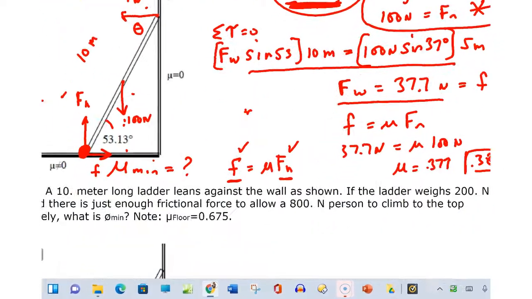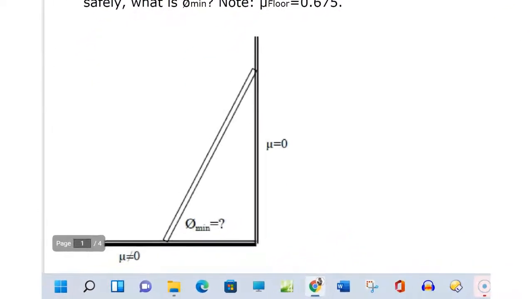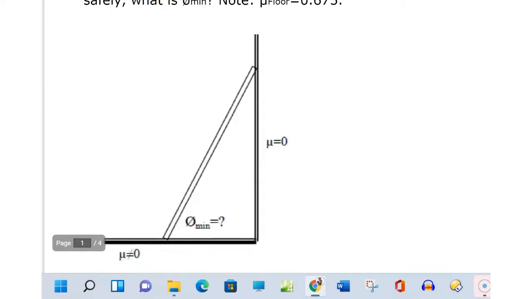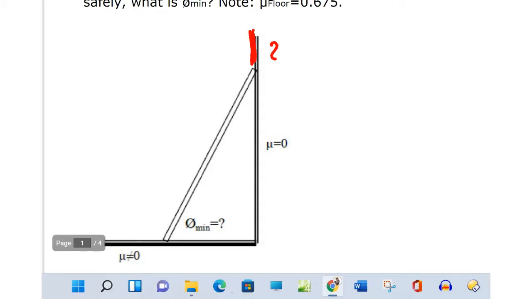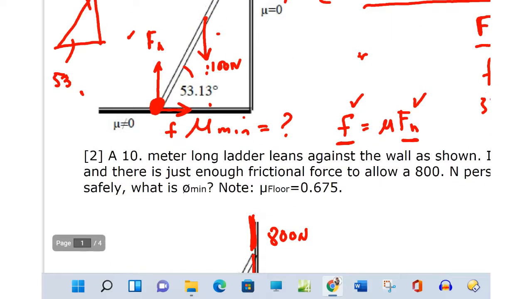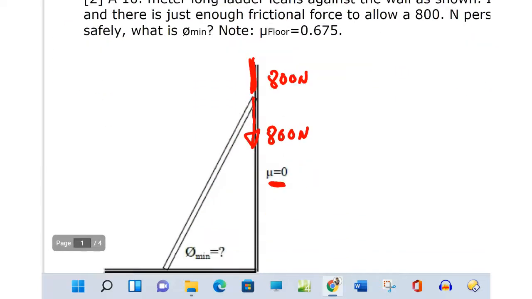Let's do the next one. You've got another ladder, but in this case, you're told that there's a person on the ladder right here, and he's 800 newtons. So there's a down force of his weight force. This is a frictionless wall. Oh, I forgot to talk about that. They said this was a frictionless wall too.